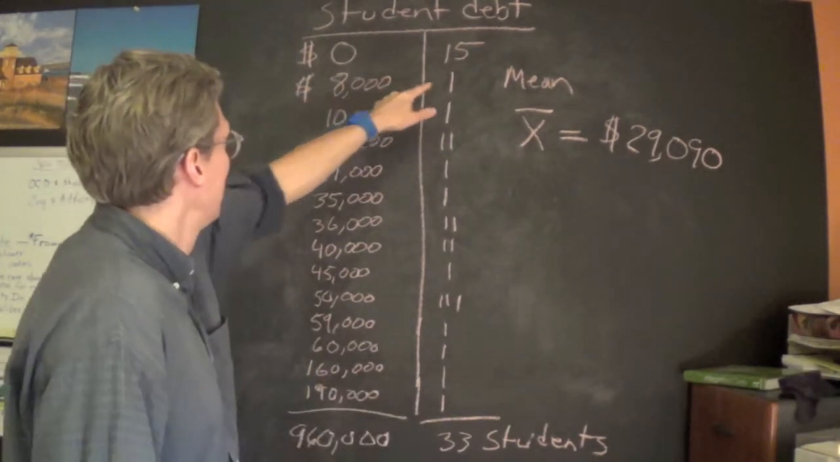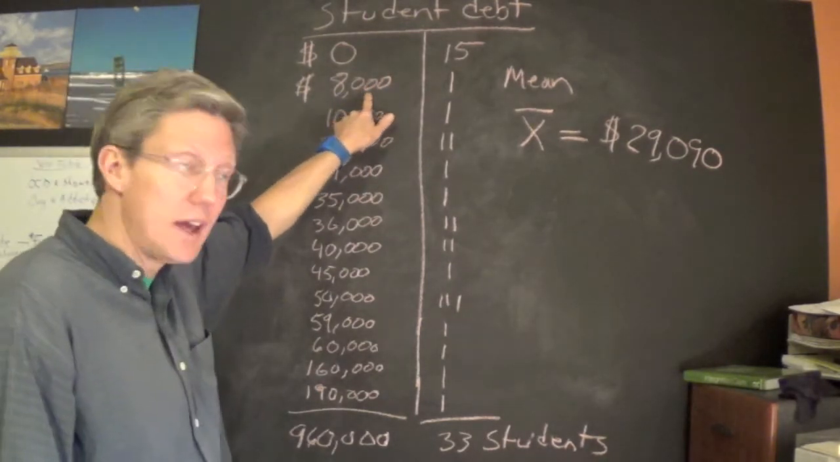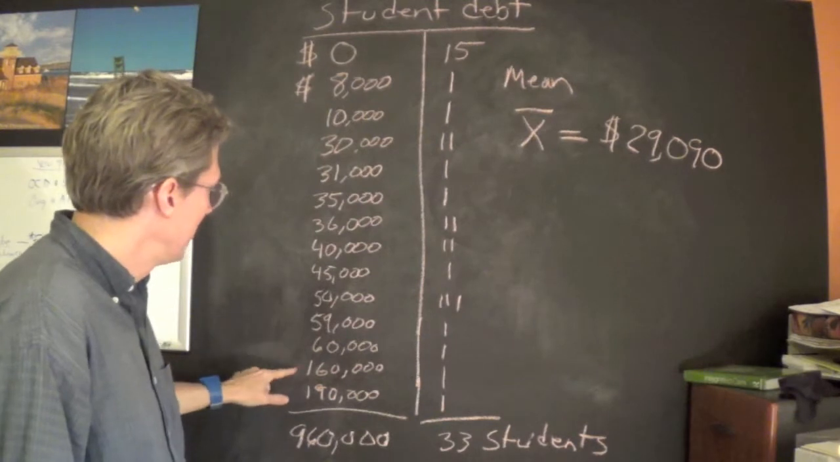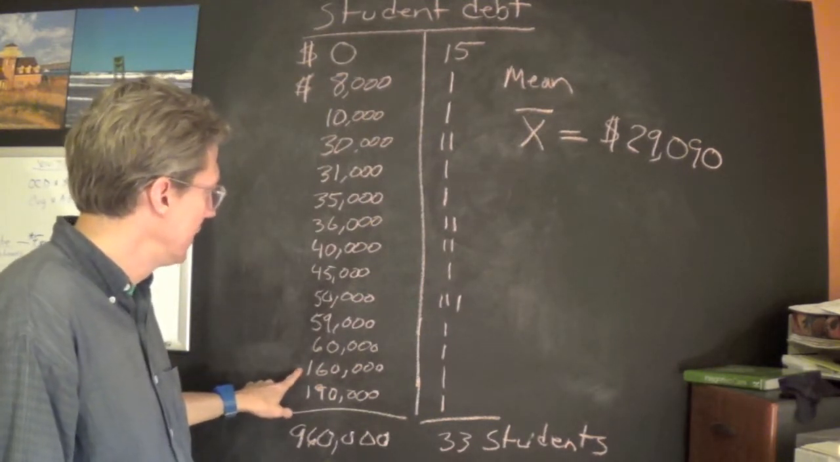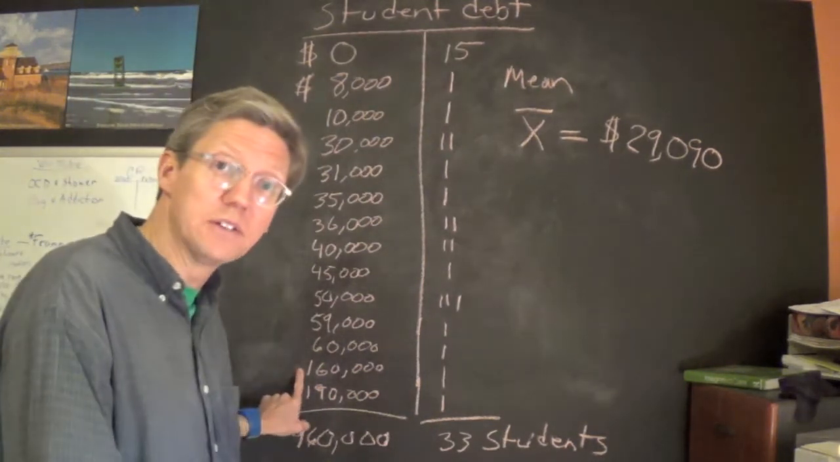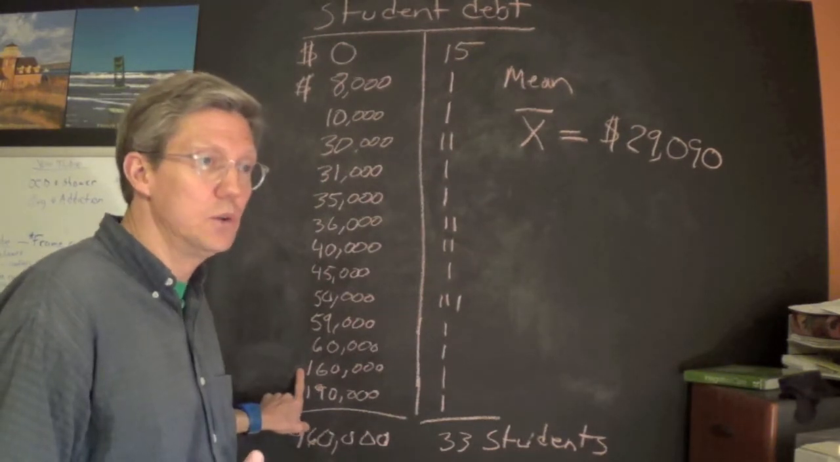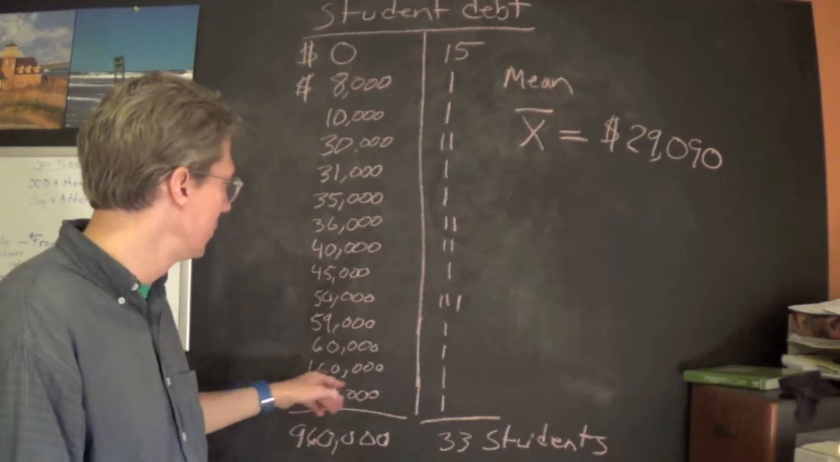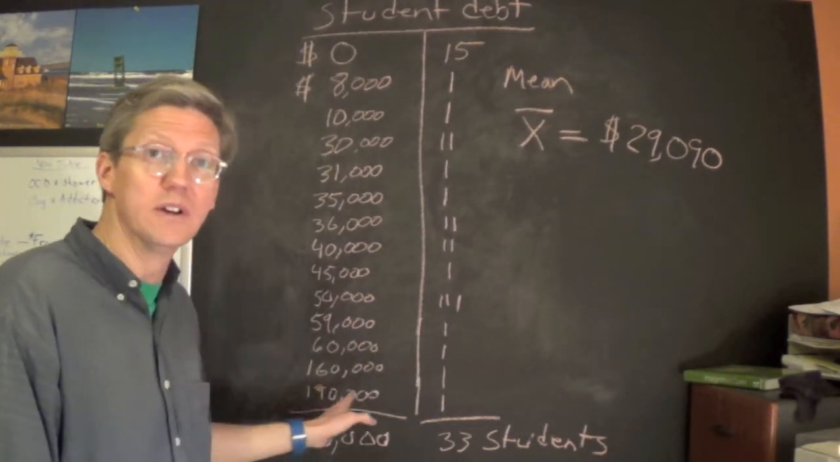We had one student said they were coming in with $8,000, one student with $10,000, and all the way down, but I want you to see this, is that we did have students that already had advanced degrees, that went to expensive private undergraduate schools. So we had one student with $160,000, one with $190,000.